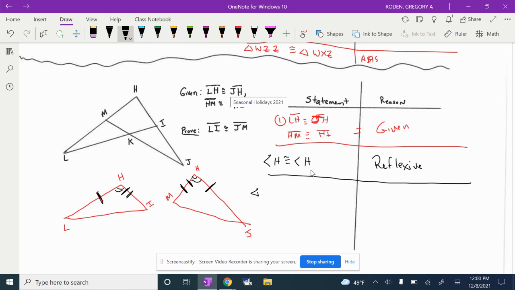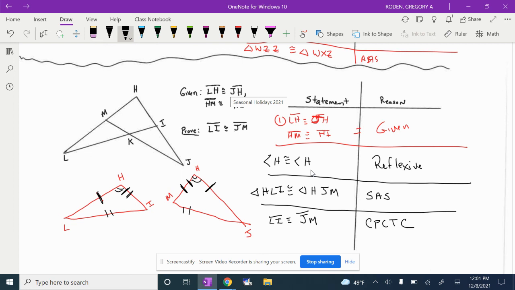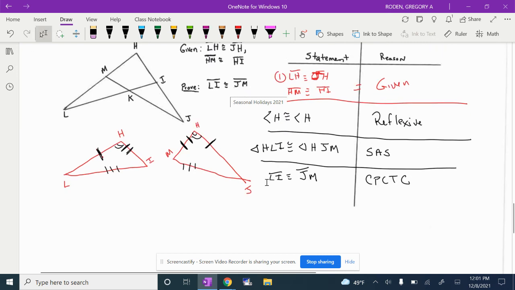We can now say that triangle HLI is congruent to triangle HJM because of SAS, side, angle, side. And then what we can do after that is we can say that side LI is congruent to JM. And that is because of CPCTC. LI is congruent to JM because of CPCTC. Cool. All right, let's do the proof and then we'll call this video good.